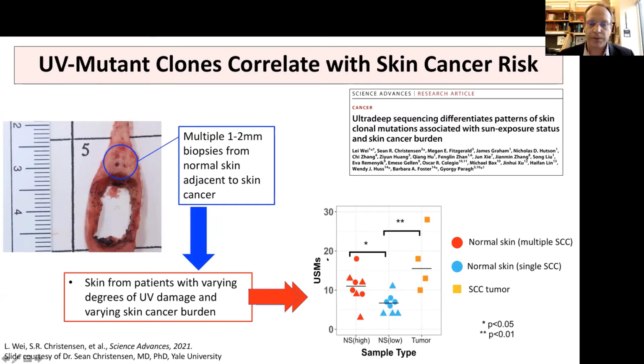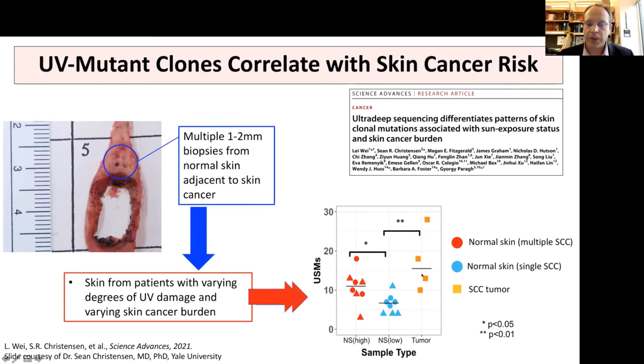And if we go to the data on the bottom right, what we're seeing on the y-axis is UV signature mutations in different samples. And these samples include normal skin from patients that had multiple squamous cell carcinomas, and in blue, UV signature mutations in normal skin from patients that had only one SCC. And the data was statistically significant, meaning that the normal skin of patients with more history of SCCs had a higher UV signature mutation burden.